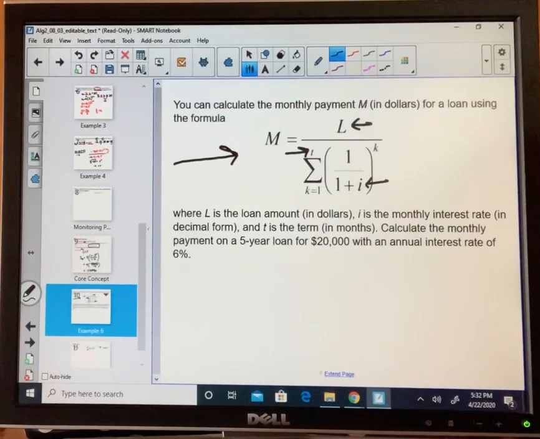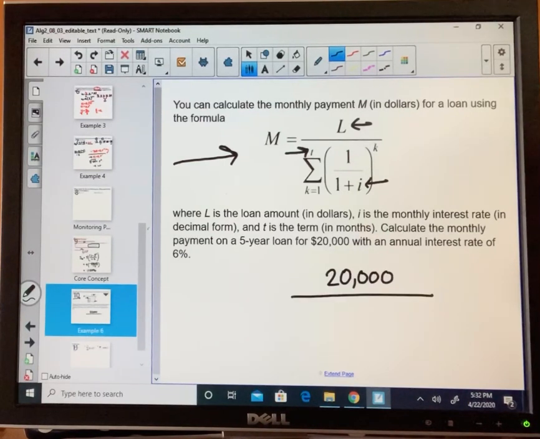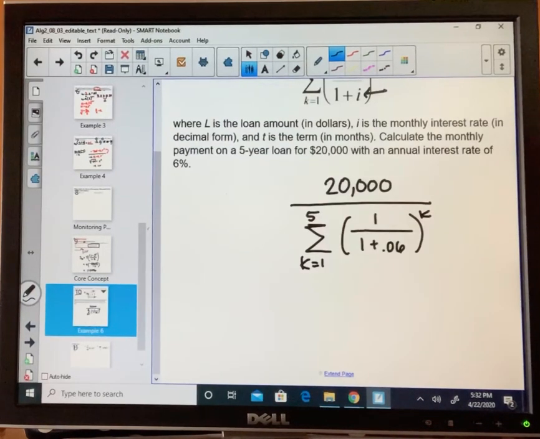So if I was going to fill this in, if I want to calculate what a monthly payment should be for a 5-year loan of 20 grand, what I would do is I would say, okay, 20 grand on top divided by the summation of 5 years from 1 over 1 plus I, which is 6, so 0.06 to the n, or to the k for this. Okay, this would be what my monthly payment would be.